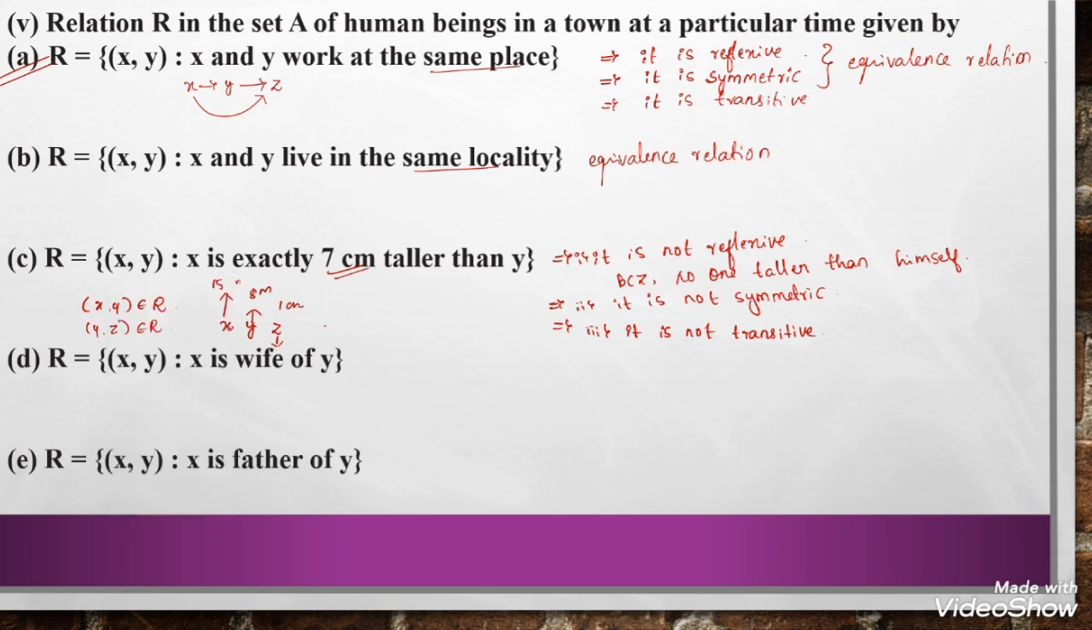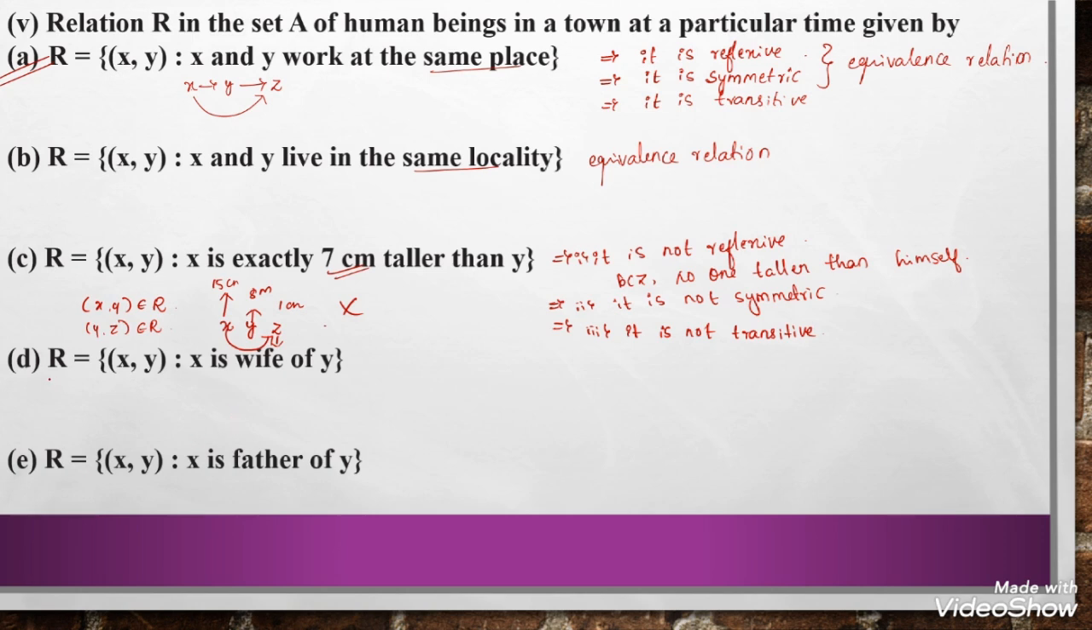So while comparing x and z, the difference of height is 15 centimeter. The difference of the height of x and z is not 7 centimeter, it is 15 centimeter taller than z. So it is not possible. Therefore, it is not transitive. Okay.